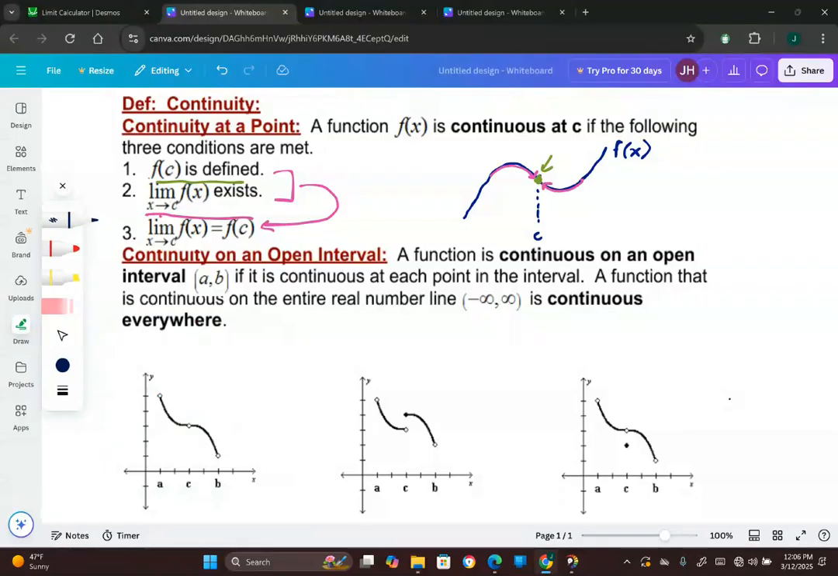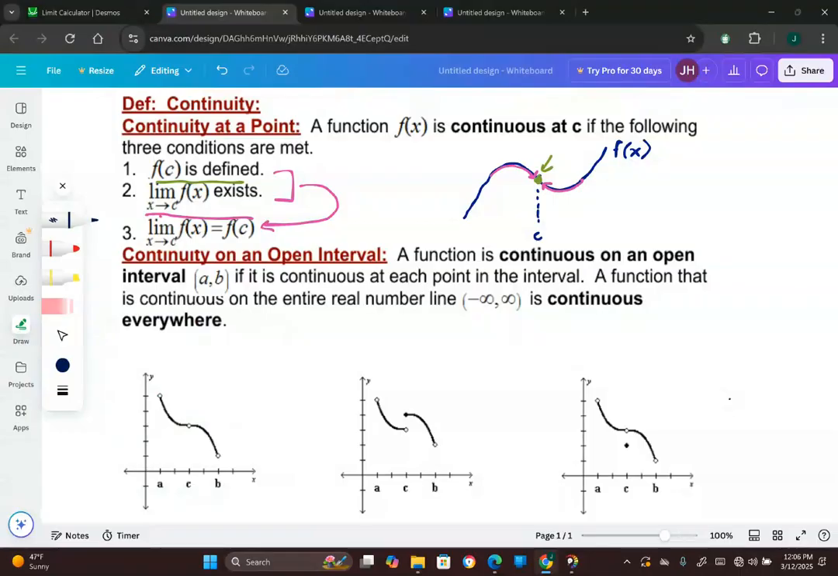Now, for a function to be continuous on an open interval, it just has to be continuous at every single point on that open interval. It's the same thing when you go from negative infinity to infinity. If it's continuous from negative infinity to infinity, we say the function is continuous everywhere. Now let's take a look at these graphs down here.